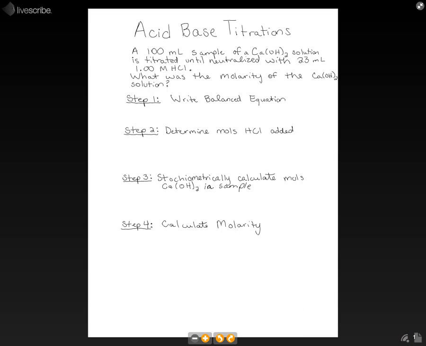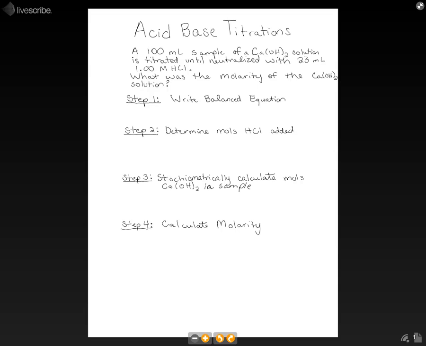Acid-base titrations. Oftentimes in chemistry labs we run into acid-base titrations, and we use those to determine concentrations of different solutions. So we're going to do a practice example. Suppose we have a 100 milliliter sample of calcium hydroxide solution, but we don't know what its concentration is. So we're going to have it titrated until it's neutralized with HCl. And we know now that it took 23 milliliters of 1 molar HCl to achieve that neutralization. And now we want to find out what our molarity of calcium hydroxide was.